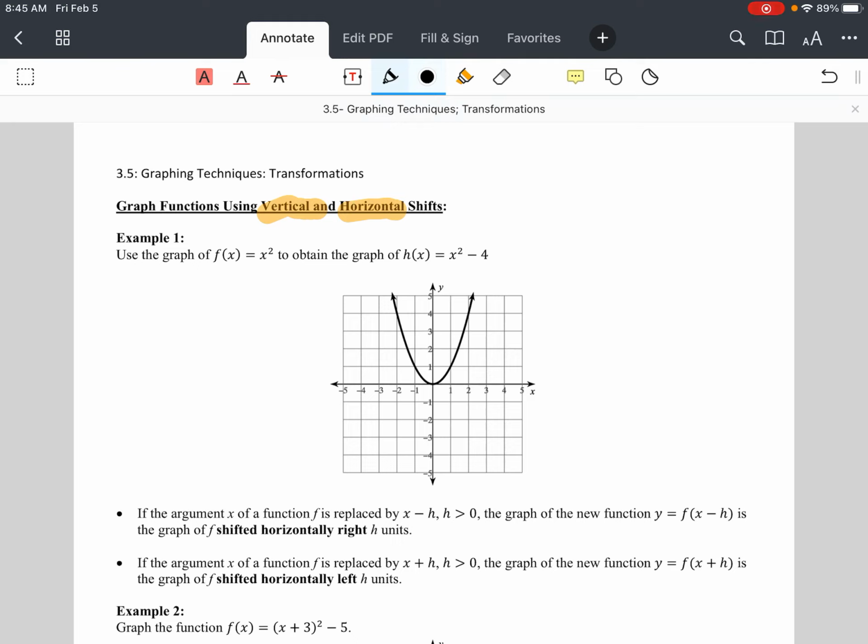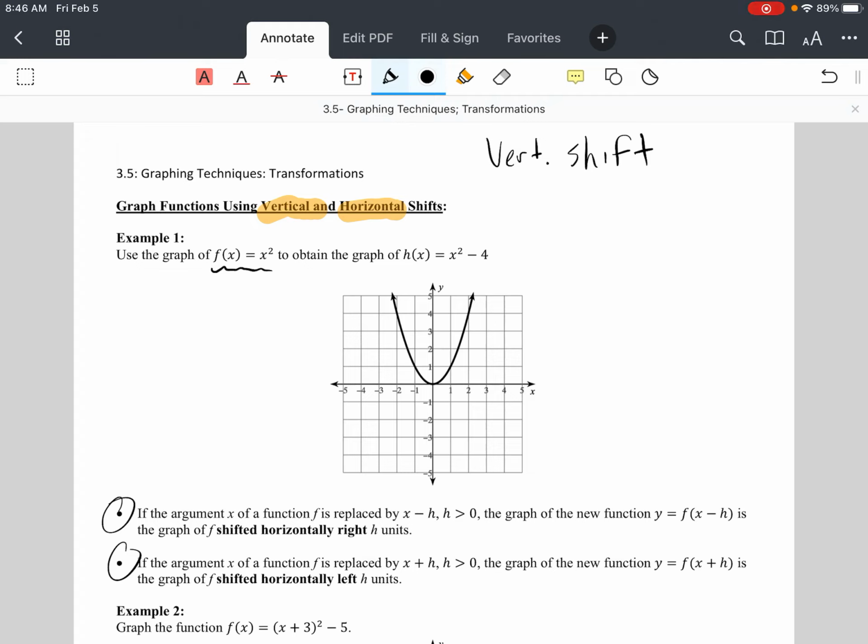Actually, there's a rule that I forgot to put on here, and that is the rule for vertical and horizontal shifts. If I give you a number k, I'm going to try to phrase it the way I phrase these definitions down here. A function is a vertical shift if you're adding or subtracting to the outside of the function.